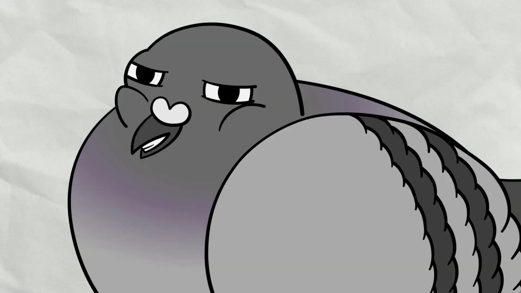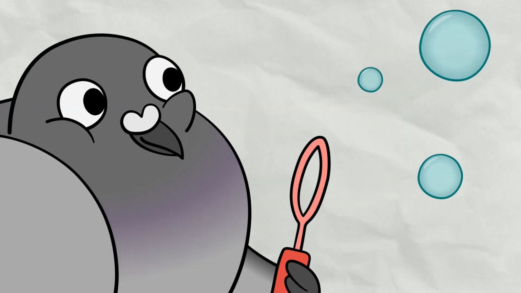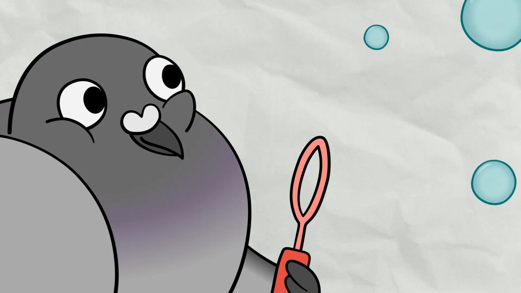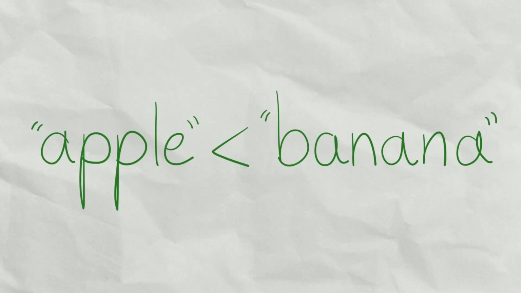Now this is all well and good watching it like this, but you can't exactly take bubble mixture into an exam. So how would you tackle an exam question? For GCSEs, A-levels, and I'm sure plenty of non-UK qualifications, you'll need to answer a question like this. Show each stage of a bubble sort to sort this data into ascending numerical order. You may also get a question involving strings, but don't worry, that's the equivalent of putting them in alphabetical order.